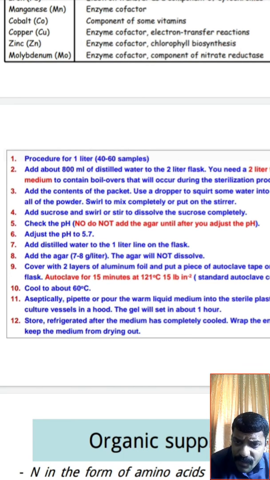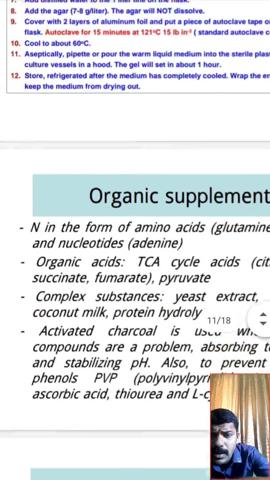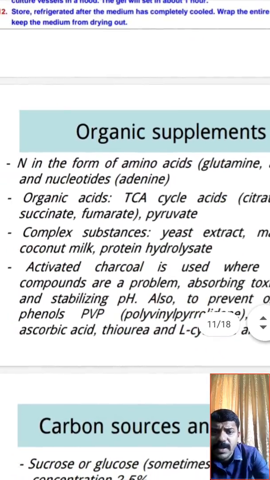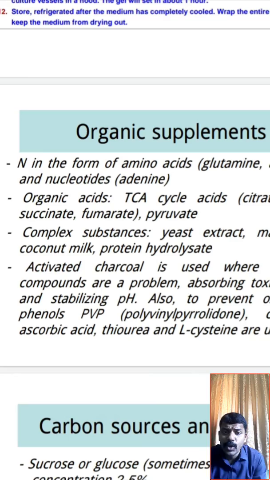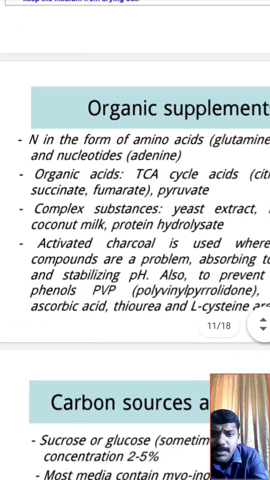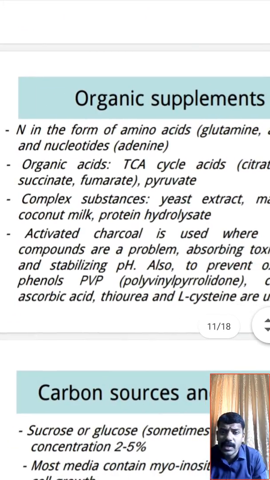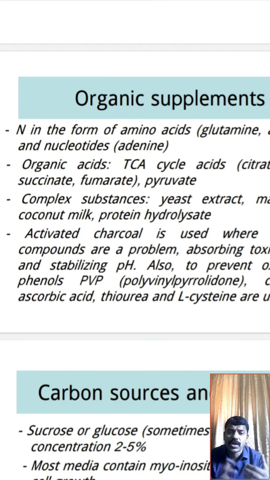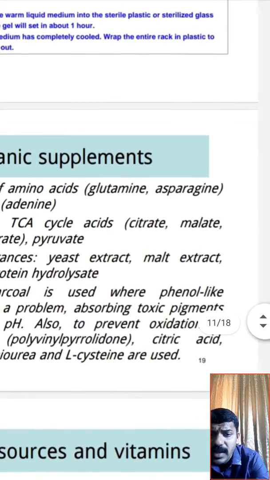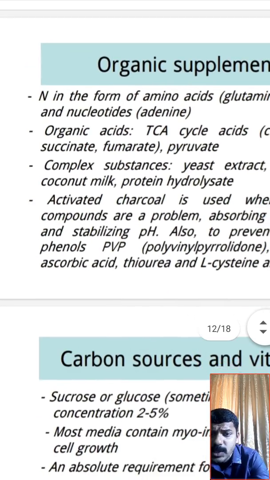It should be generally between 5 and 7. Add more distilled water to make the volume. You have to add agar and other media to make the tissue culture composition media. Then organic supplements: nitrogen in the form of amino acids like glutamine, asparagine, and nucleotides, then organic acids required for the tricarboxylic acid cycle, the citric acid cycle, like citrate, malate, fumarate and succinic acid.